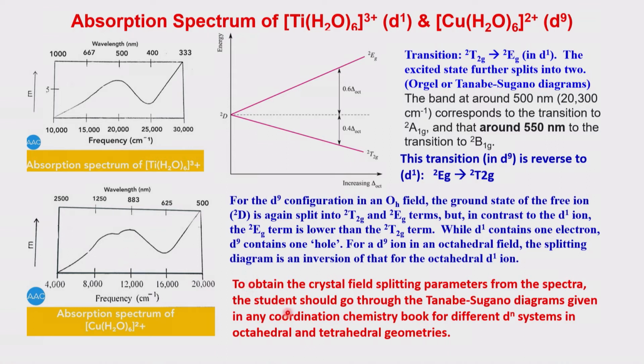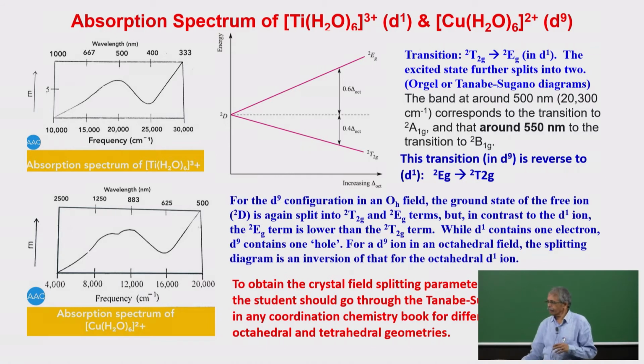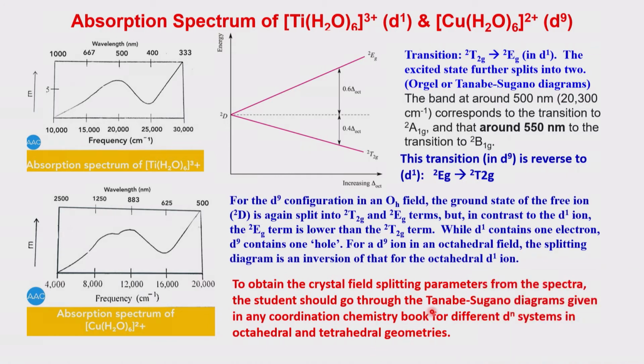So if one wants to obtain the parameters such as the crystal field splitting energy values and other things, one needs to correlate this absorption spectrum with the information known in the literature, in the coordination chemistry books, on the Tanabe-Sugano diagrams. That will explain what the transition is, and you use those transition values here and then derive the value for delta, derive the value for B, all those terms. So I hope that part is clear.